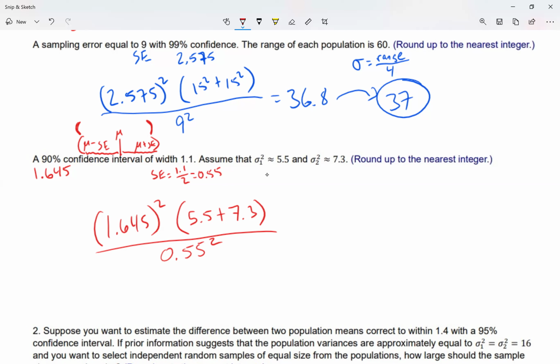So let's see, what do I get here? 1.645 squared times 5.5 plus 7.3 inside parentheses, and all this divided by 0.55 squared. My answer, I get 114 point something. That means this rounds up to 115. Good.